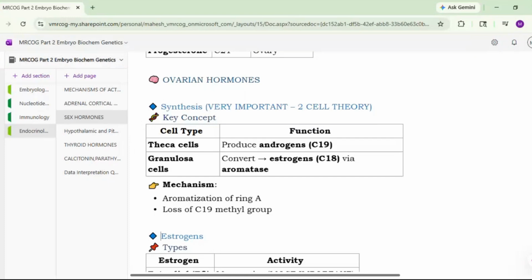The granulosa cell will convert it to estrogens via aromatase. So there are two cells: theca cells producing the androgen, a C19 compound, while the granulosa cell converts this to estrogen via the aromatase pathway. In this aromatization, there is aromatization of ring A and loss of the C19 methyl group, forming a C18 molecule.